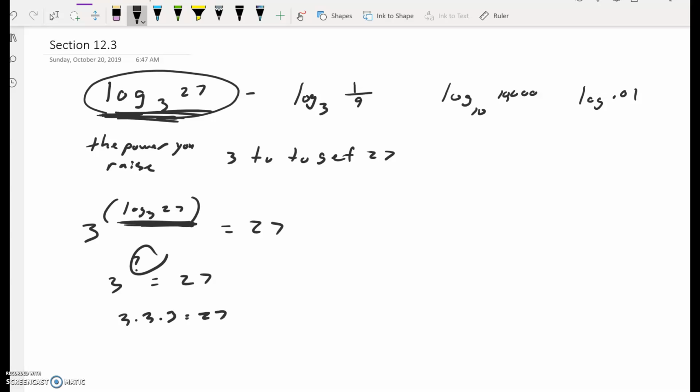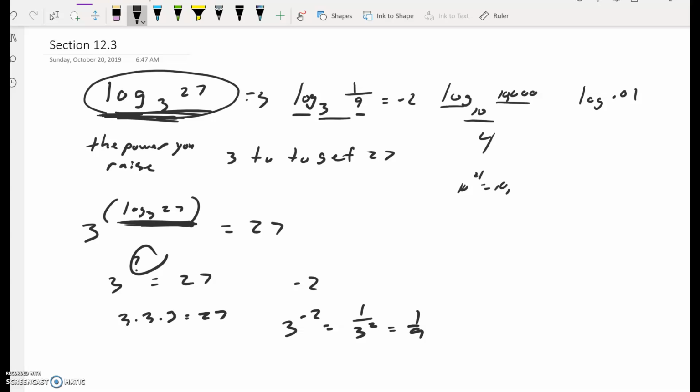So this is 3. Now what is the power you raise 3 to get 1/9? Well, it's -2, because 3 to the -2 power is 1 on top of 3 squared, which is 1 on top of 9. So the power you raise 3 to get 1/9 is -2. The power you raise 10 to get 10,000 is 4, because 10 to the 4th equals 10,000. So this is 4. Logarithms are powers.